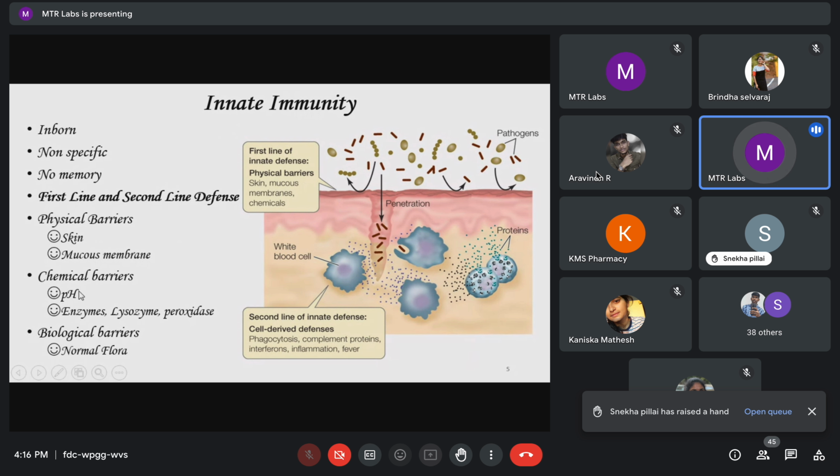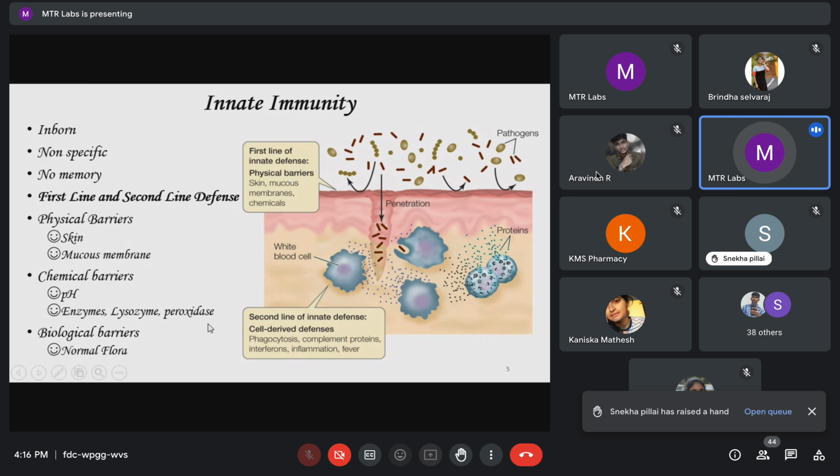Coming to the chemical barriers, the pH of the system, particularly the skin, gastric acid, and the vagina, all have a low acidic pH. The low acidic pH is not an optimal condition for most bacteria. The skin has a pH of about 5.5, gastric acid 1 to 3, and the vagina 4.4. So at this acidic pH, none of the bacteria can live happily, so there will be no colonization of the bacteria.